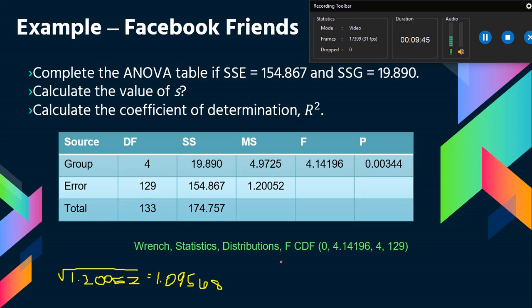We also need to calculate the coefficient of determination, R squared. This ratio is going to be the sum of the squares for the group, 19.89, divided by the sum of the squares total, which is 174.757. And on the iPad, that result will give me 0.113815. So this is saying that only 11.4% of the variation is coming from the model.